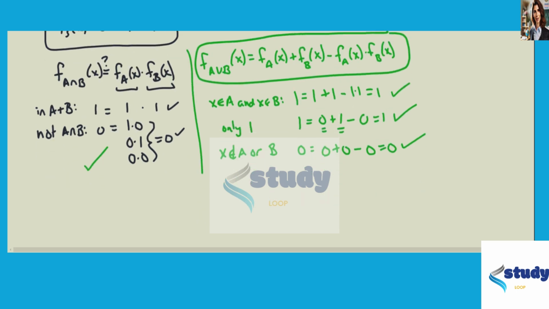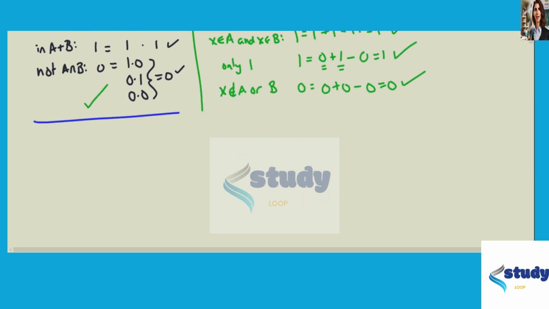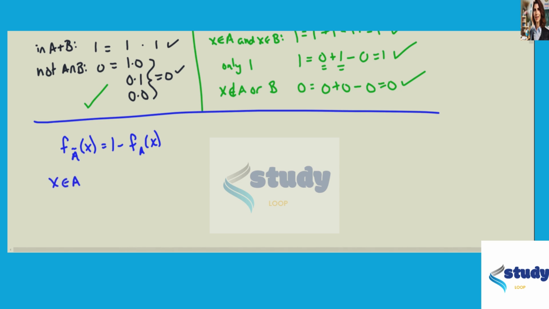Third, let's scroll down a little bit to have a little more room. My third one, let's look at the complement. I want the characteristic function when my set is the complement of A, and we want to show that that equals 1 minus f sub A of x. Let x be an element of A. If x is an element of A, then it is not in the complement, so my answer should be 0. And I get 1 minus, well, it's in A, so the characteristic function gives me 1. That gives me the value I'm expecting.